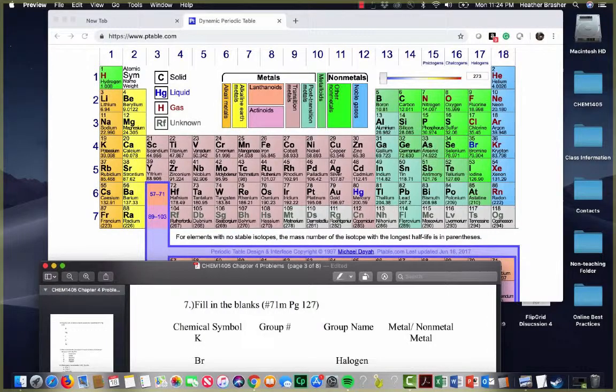So the very first one is K. You're going to look around and you'll notice K is over here. The group number is going to be up at the top, and a lot of times you'll see either 1 or 1A up there. Now the group name, as you can see, is alkali metal. And this is considered a metal. Let's go to the next one down.